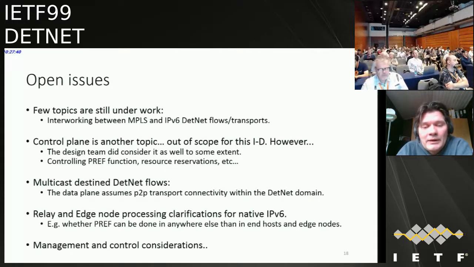The relay and edge node processing for native IPv6. Originally, because this whole thing was pseudo-wire based, the existing text is pretty much geared towards how multi-section pseudo-wires work. That has to be changed to also take care of native IPv6 in a proper way. Whether it's going to be in this draft or the other draft is a different discussion. Okay, the next slide.